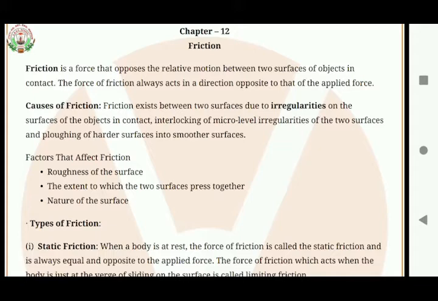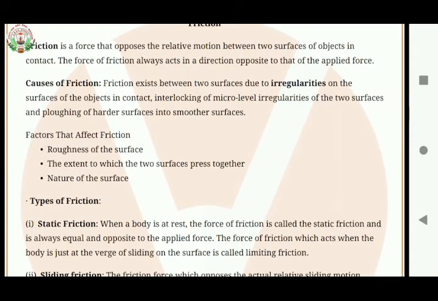What are the types of friction? First one, static friction. When a body is at rest, the force of friction is called static friction and is always equal and opposite to the applied force. The force of friction which acts when the body is just at the verge of sliding on the surface is called limiting friction. So static friction means the friction that arises when the body is at rest.